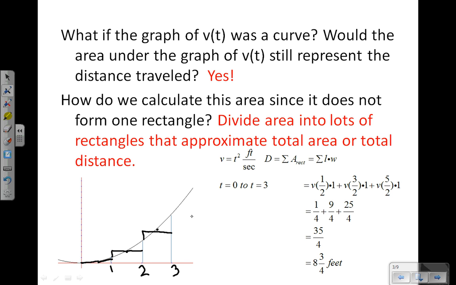My second rectangle, I'm using 3/2, the t value of 3/2. So if I plug in 3/2 for t squared, I'd get 9/4, and the width again is 1, so 9/4 times 1. And the third one, halfway between 2 and 3, is 5/2. If I plug 5/2 in, 5/2 squared, I'd get 25/4. So I add these 3 rectangles' areas up, and I get my approximation for how much area is under the curve.